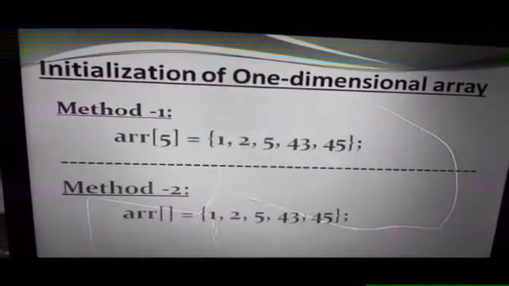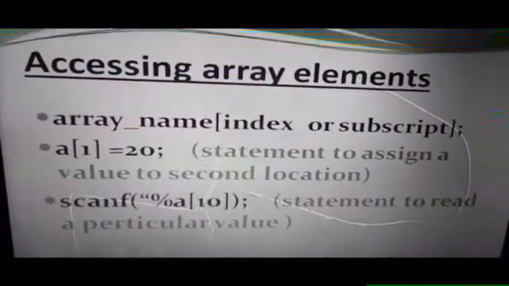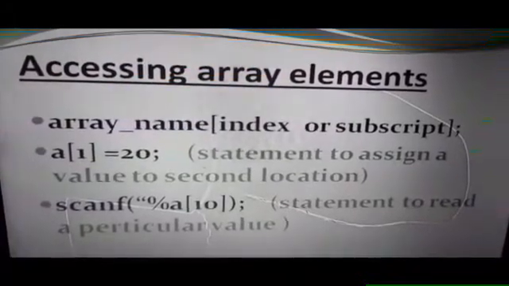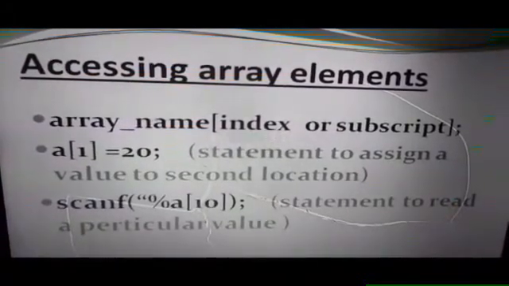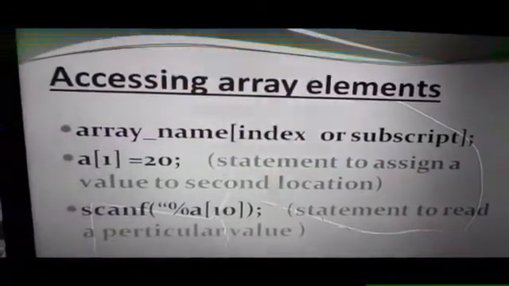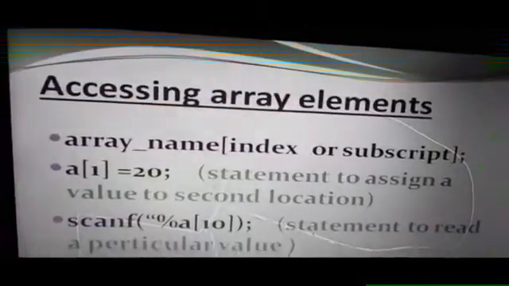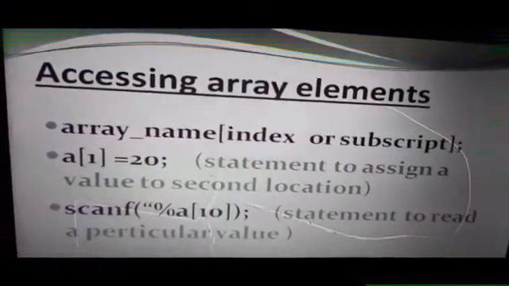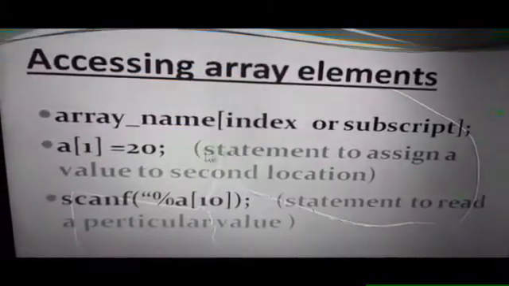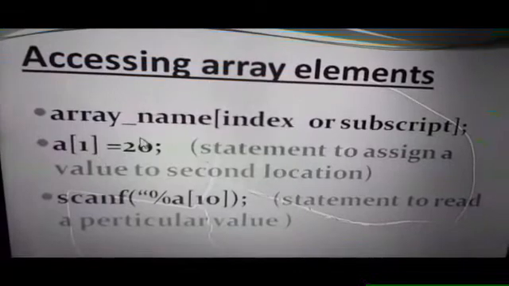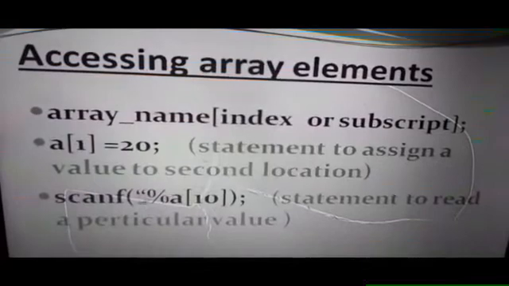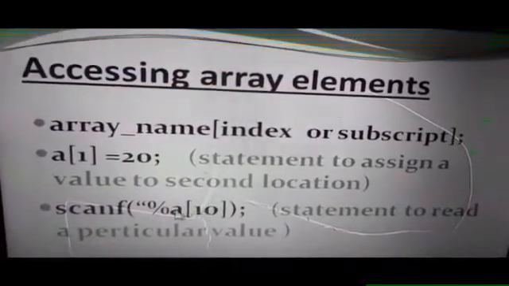Now I am going to discuss with you accessing array elements from a one-dimensional array. To access an array element, just write the array name followed by a square bracket, and inside this you have to specify the index or subscript. And you have to write this statement to assign a value to the second location. And you have to write this statement to read a particular value.